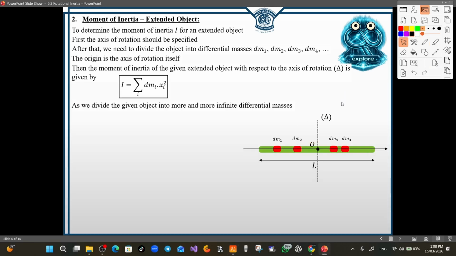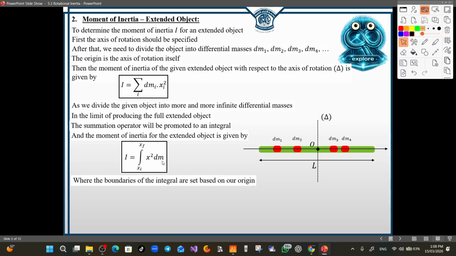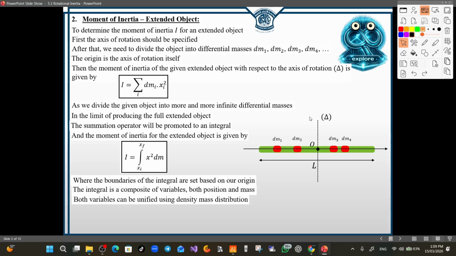As we divide a given object into more and more infinite differential masses, in the limit of producing the full extended object, the summation operator will be promoted to an integral. And we know that in calculus we can replace the summation with integration, and the moment of inertia for the extended object is given by I equals the integral of x squared dm from x initial to x final. And pay attention here, the variable will be the mass. The integral is a composite of variables, both position and mass. Both variables can be unified using density mass distribution.